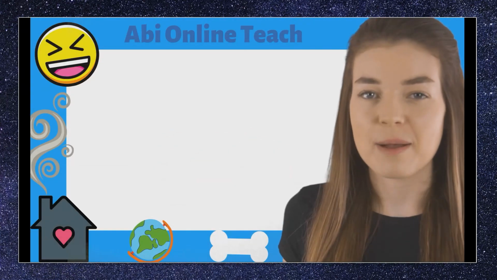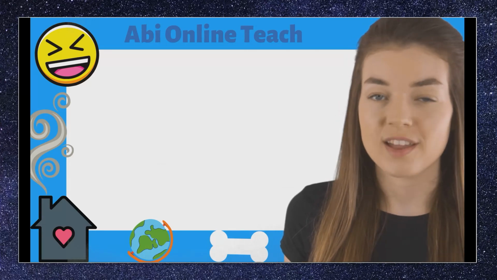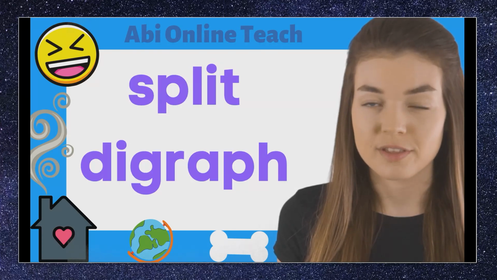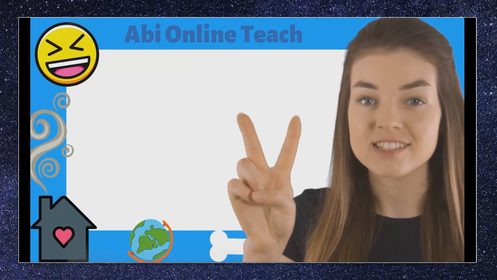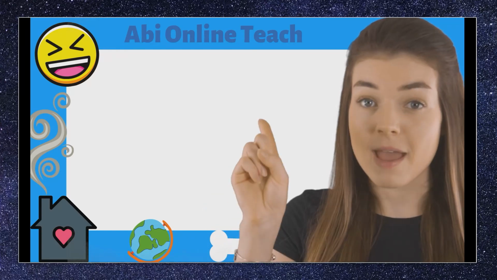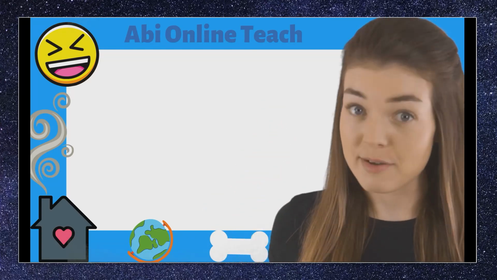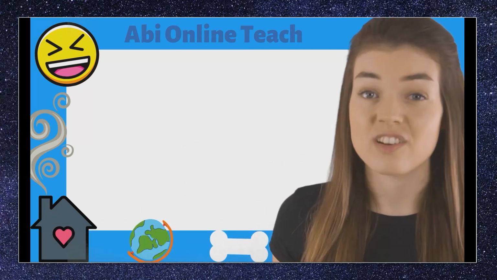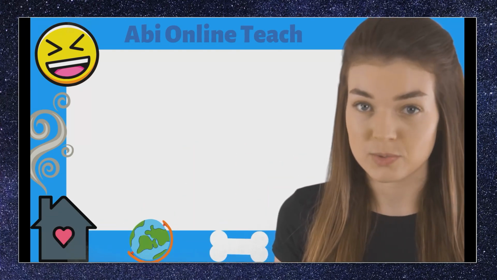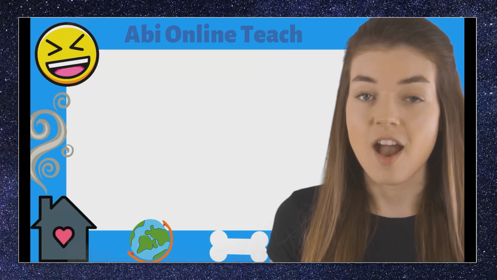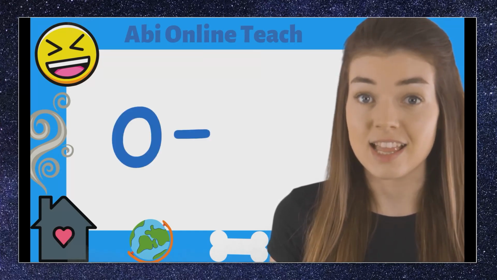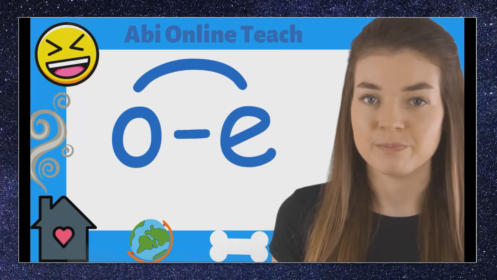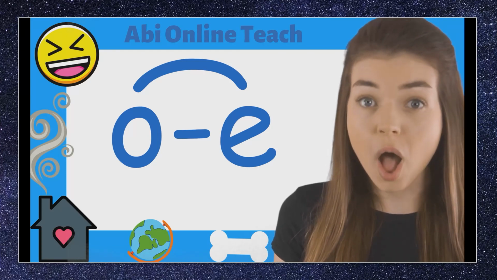Hello! Welcome to Abby Online Teach. Today we are going to be learning a new sound. It is a split digraph. This means there are two letters and when you see them together they make one sound. However, these are very naughty letters so they don't sit next to each other and there is one letter that sits in between. And the letters today are O split E, or you might know them as O split E, and they make the sound O.